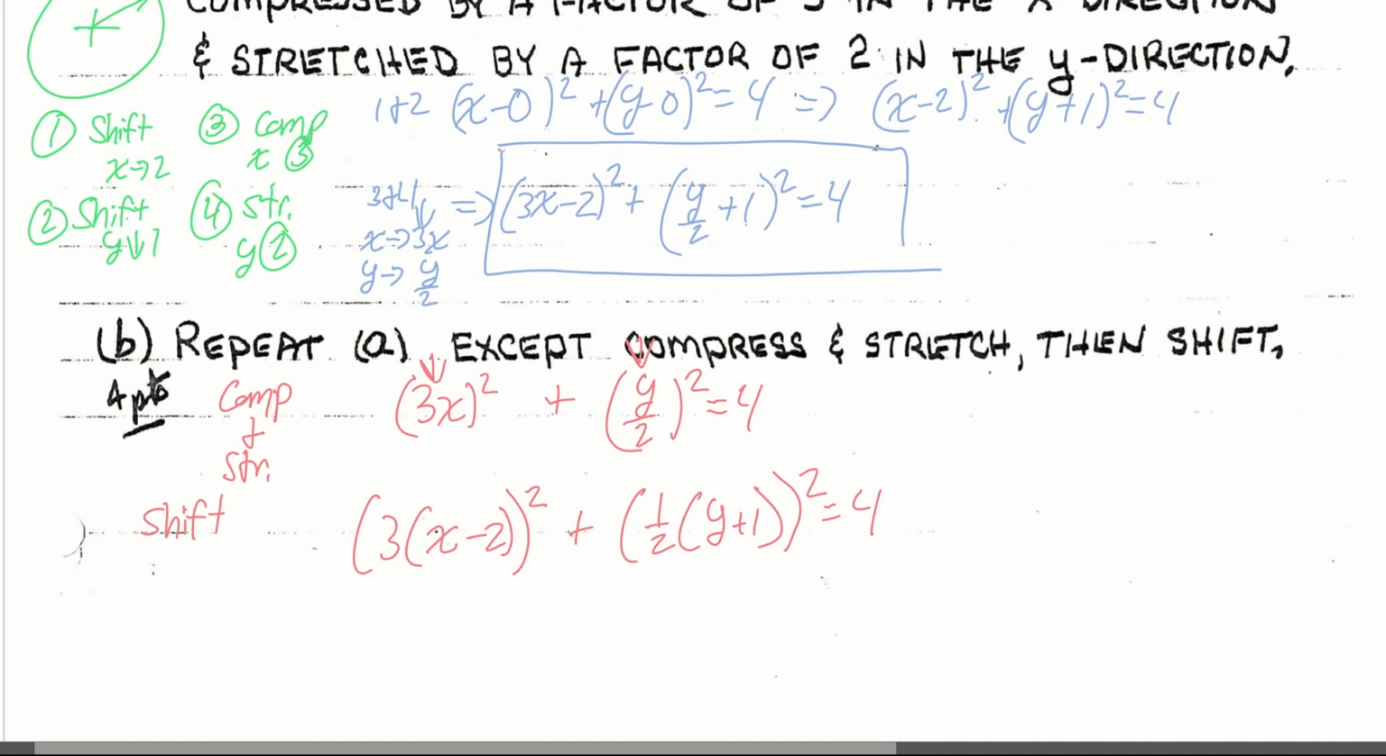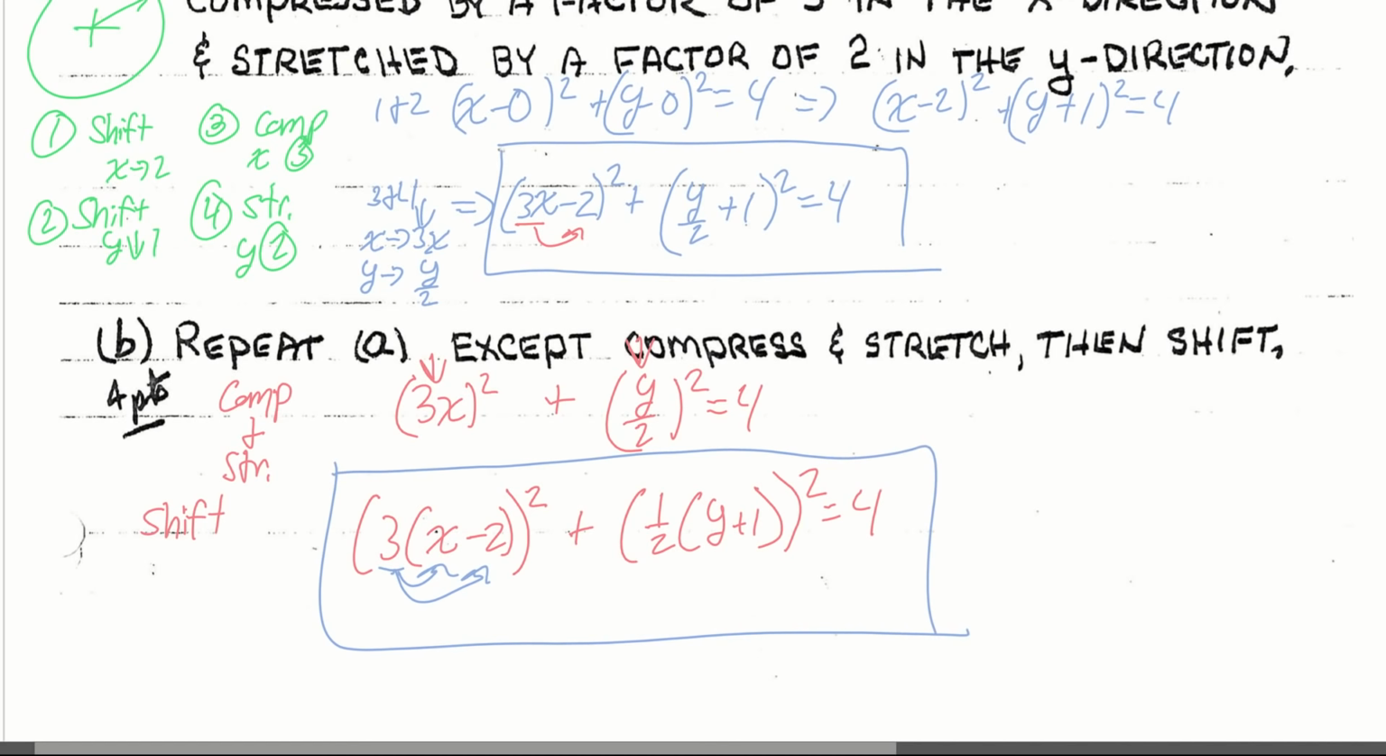So the biggest difference is that we now have this factor of compression and stretching affects the h and k now instead of just our x and y. Since we stretch and compress first, it's going to affect both. But in the first one, since we shifted first, it didn't affect it, but now it does. So biggest difference here, no effect on this. Now it has an effect on both. And this is our final equation. You can leave it as is or expand it if you like, but this is just fine.